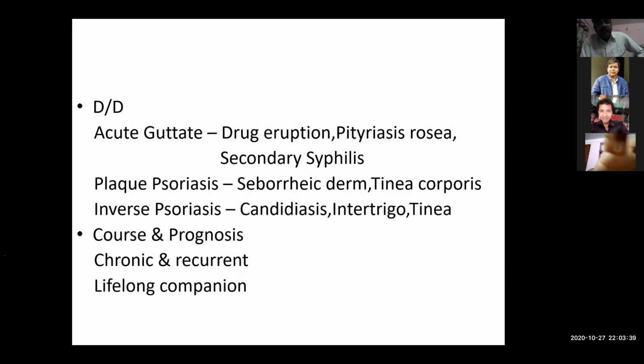If you cannot remember them separately, at least write tinea, seborrheic dermatitis, Pityriasis Rosea, drug eruption, and nobody will be able to cut marks much. If you do not remember separately for acute guttate, plaque or inverse psoriasis, you cannot write.